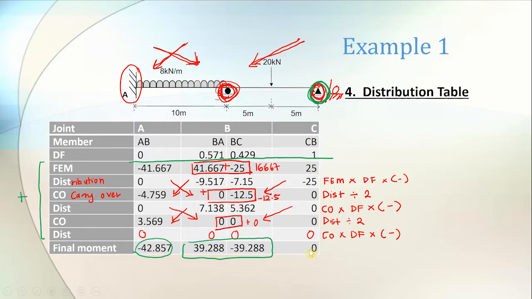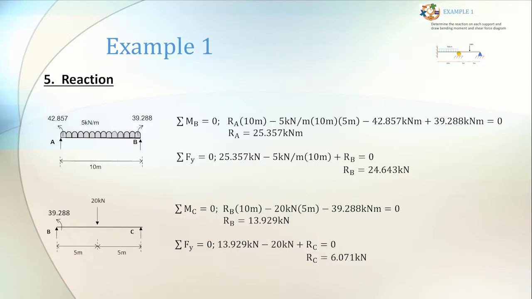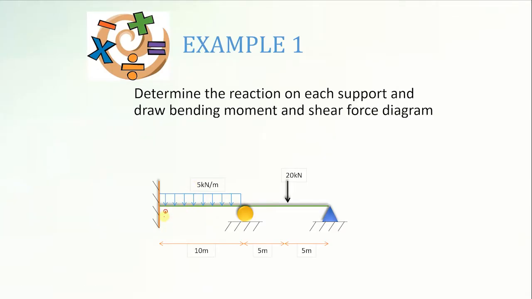Next step is we are going to calculate the reaction. Then only can we draw the SFD and BMD. For reaction, first, to make it easy to calculate, we will draw beam AB first. So beam AB, what you can do is, this is A to B, just draw it first.